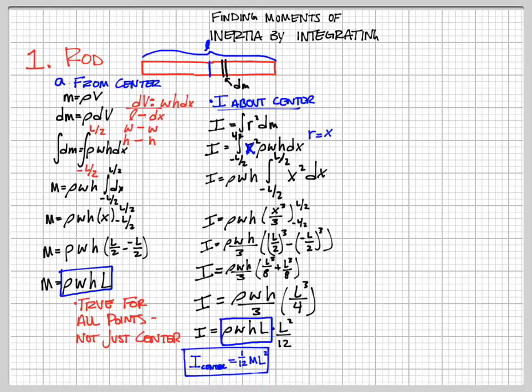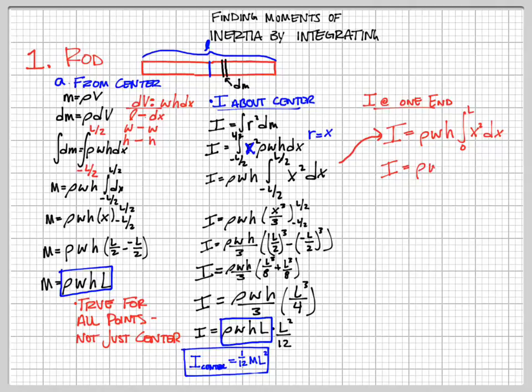Now, just to have some fun, what we're going to do is look at the moment of inertia about one end. So all we're doing here is changing our limits. Everything else looks the same, so we're going to start there. But our limits are, instead of going from negative L over 2 to L over 2, are going to go from 0 to L. That's what it means to start at one end. And the mass part's still the same, we're just changing our limits. So my moment of inertia is going to be rho times W times H times L cubed over 3.